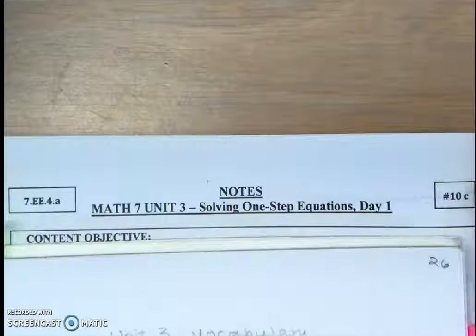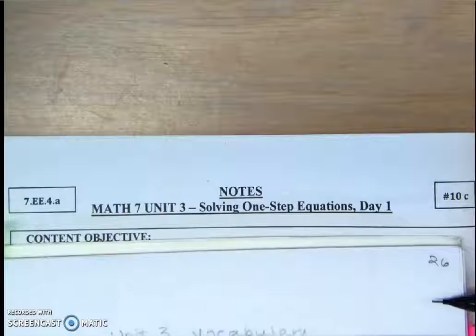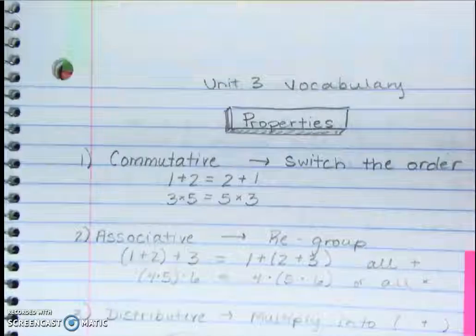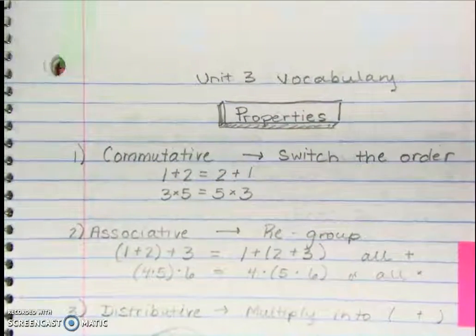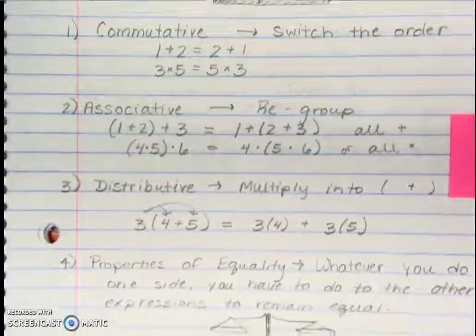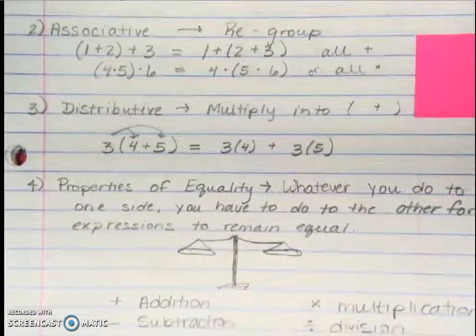All right, hello. Today we are on lesson 10C in Unit 3, but we are going to start in our interactive notebooks because we have a little bit of vocabulary to write in before we start this lesson. So we've already written about the commutative, associative, and distributive properties. Now on to the properties you're going to use the most, and that's the properties of equality.